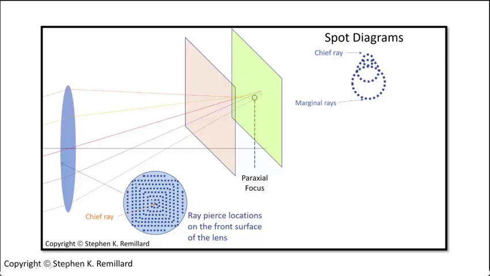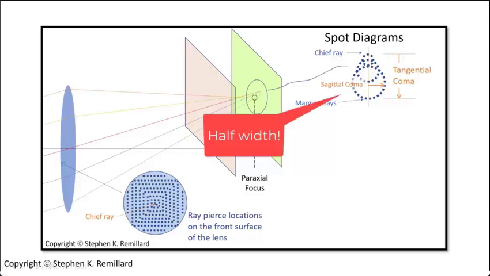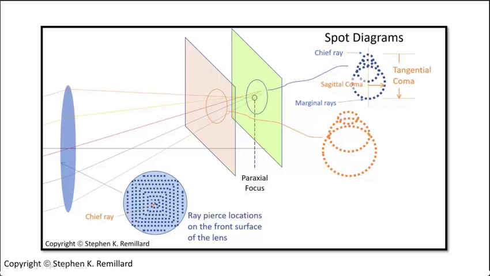The separation between where the chief rays and marginal rays arrive at the image is the tangential coma, and the half-width of this blur is the sagittal coma. Now translate to another image plane, and the pattern grows from the paraxial focus, which in the absence of other aberrations is still the highest quality image point.